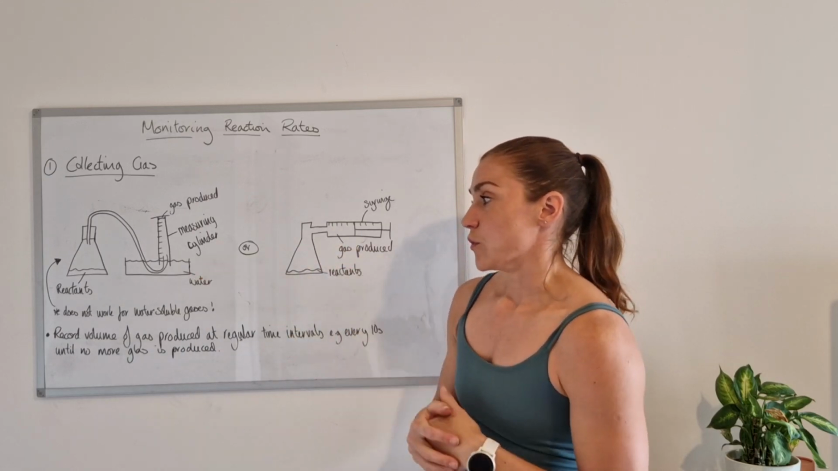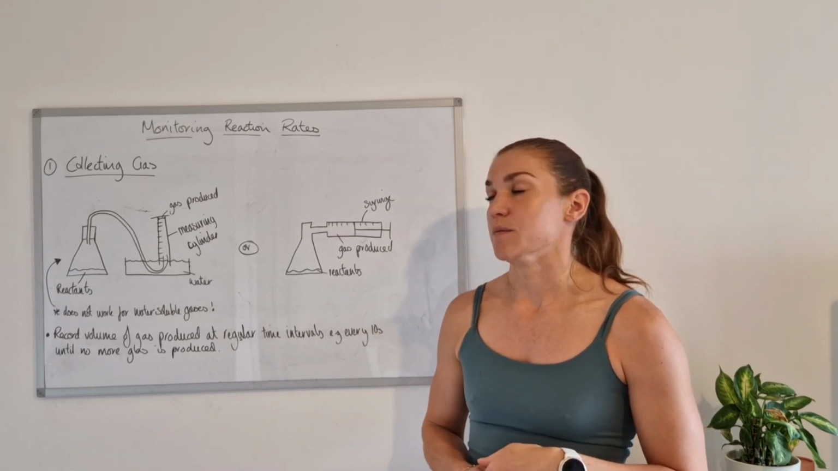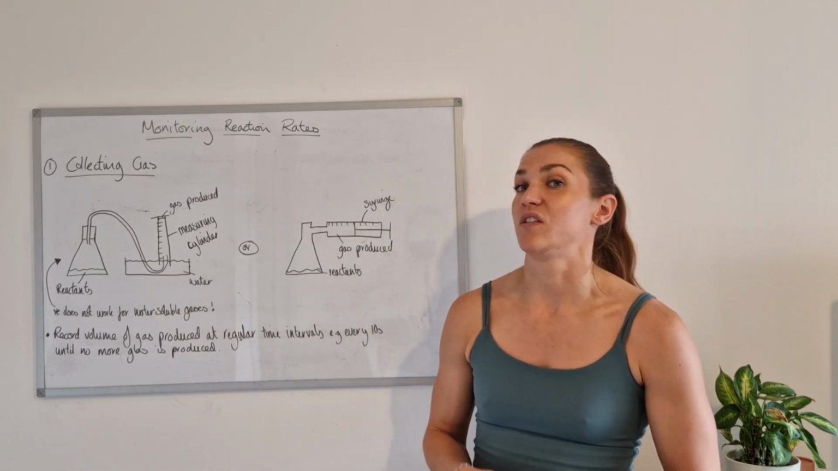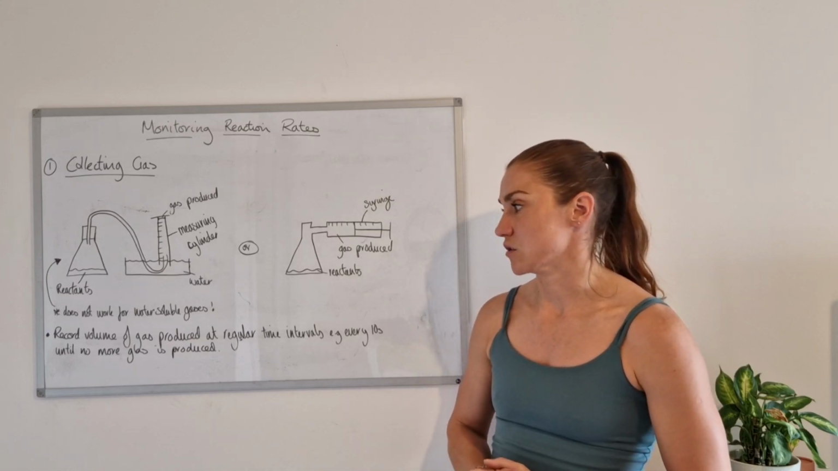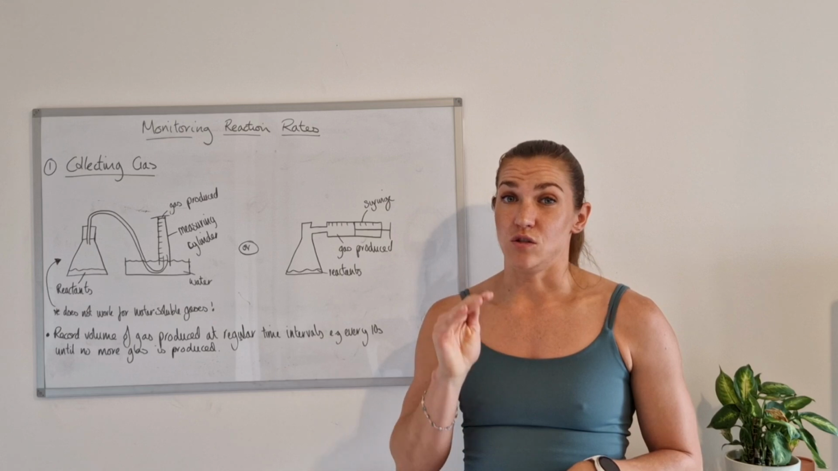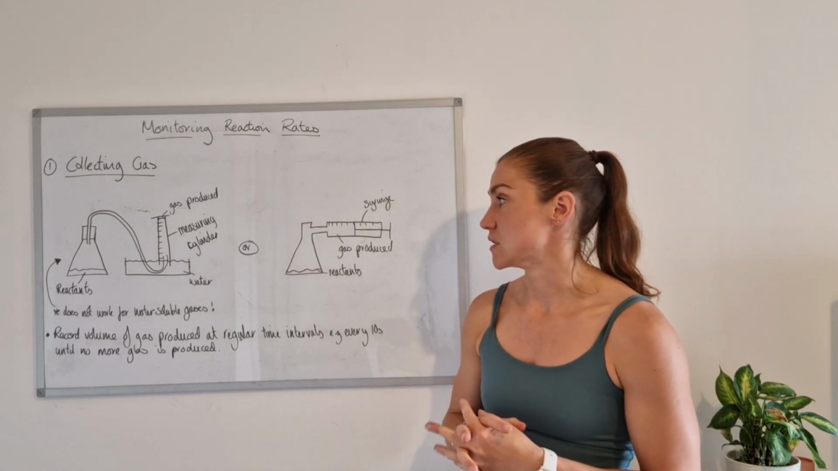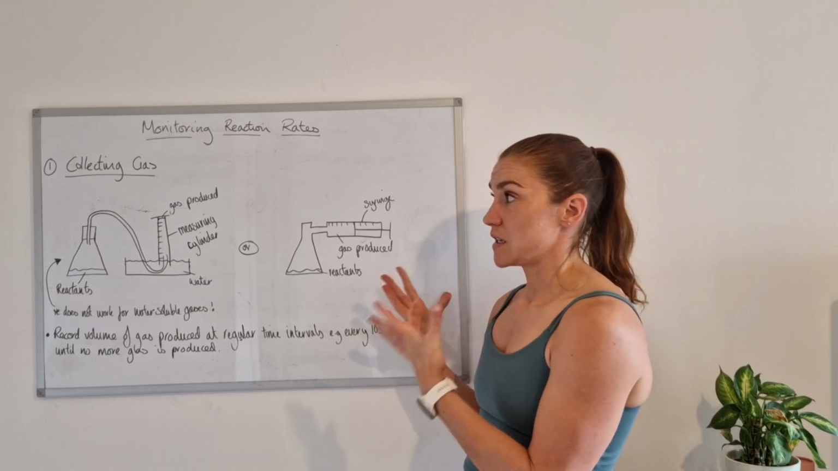For both of them, what you would do would just be to record the volume of gas produced at regular time intervals, so every 10 seconds, every 15 seconds, every 30 seconds, depending on your reaction. You do that until no more gas is produced, so that's when you keep getting the same number after a few repeated measurements. Okay, so that's the collecting gas.